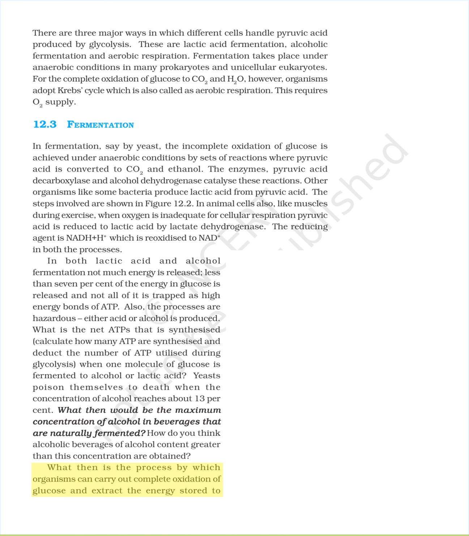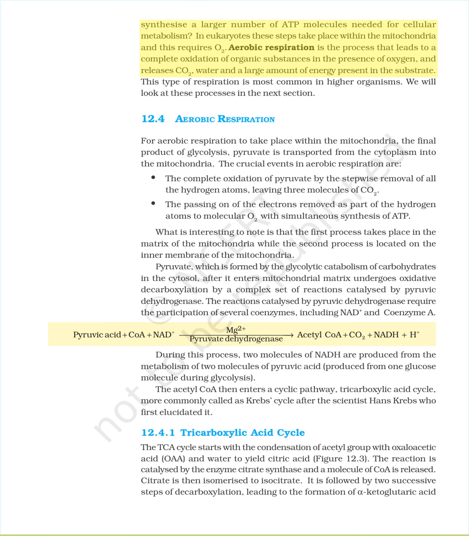What then is the process by which organisms can carry out complete oxidation of glucose and extract the energy stored to synthesize a larger number of ATP molecules needed for cellular metabolism? In eukaryotes, these steps take place within the mitochondria, and this requires O2. Aerobic respiration is the process that leads to a complete oxidation of organic substances in the presence of oxygen, and releases CO2, water, and a large amount of energy present in the substrate. This type of respiration is most common in higher organisms. We will look at these processes in the next section.